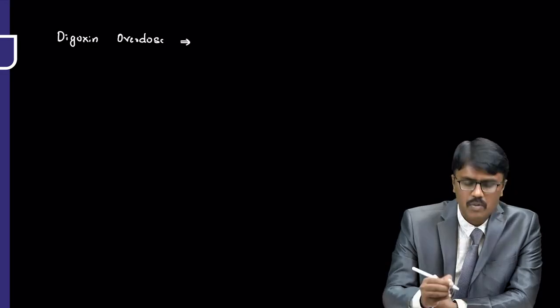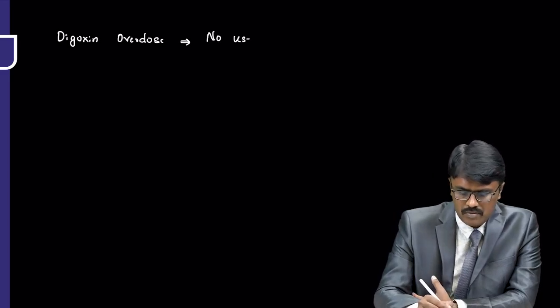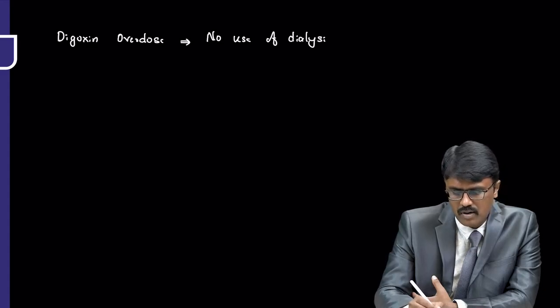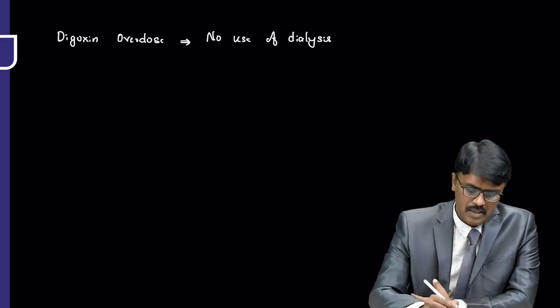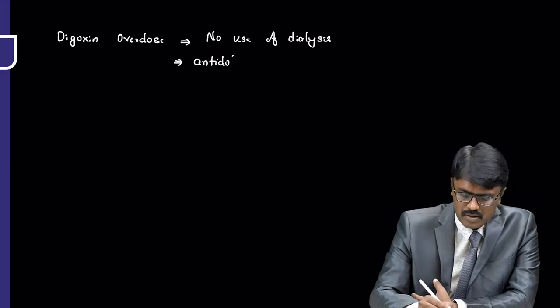Now when the patient comes with digoxin toxicity or overdose, how do we manage that overdose? Can you do dialysis? No. There is no use of dialysis. You cannot remove it because it has a high volume of distribution. Second, do we have an antidote for that? Yes, we have an antidote.